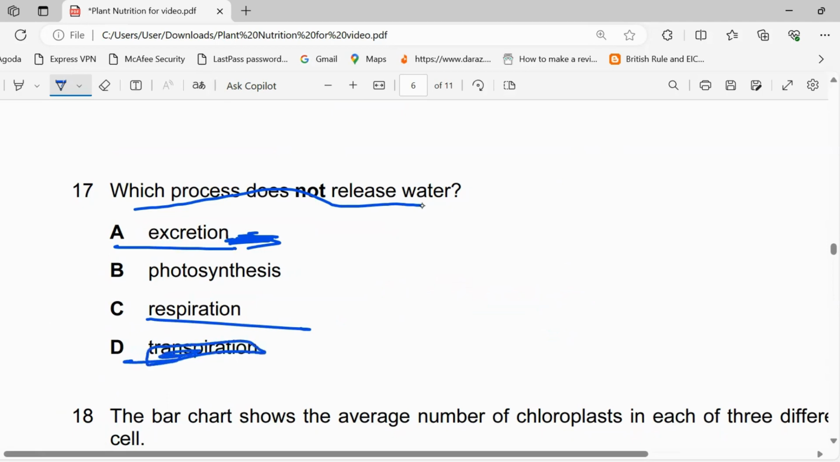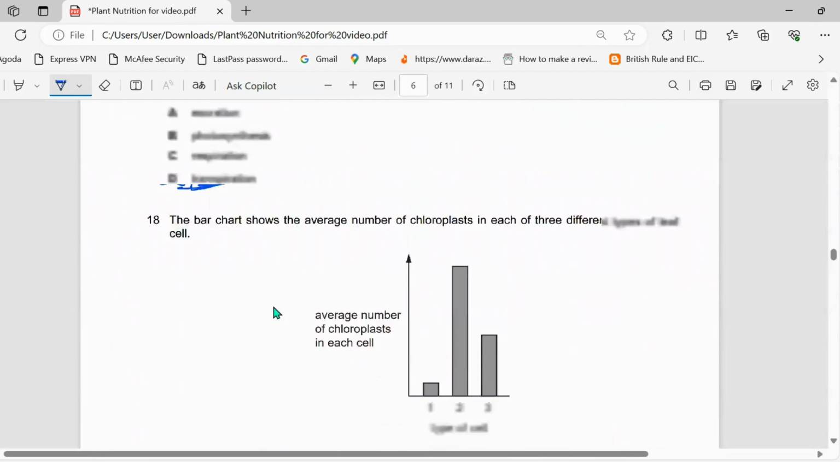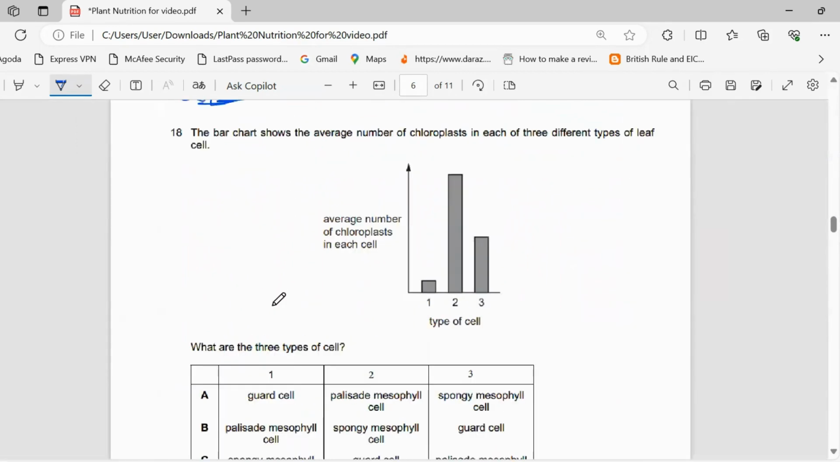Basically, the process which contains water. Hence, A, C, and D won't be the answer. And in photosynthesis, we know that only oxygen is taken out, right? Only oxygen is released, while the water is basically used in it. Okay. Now let's go on to question number 18.